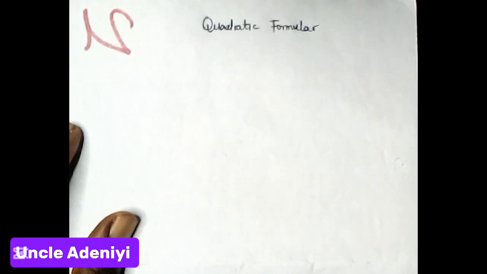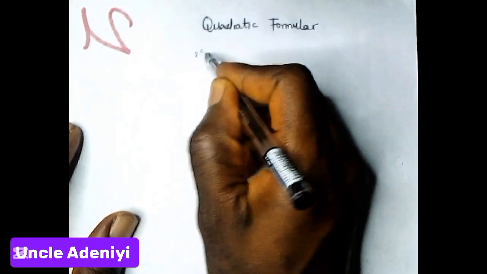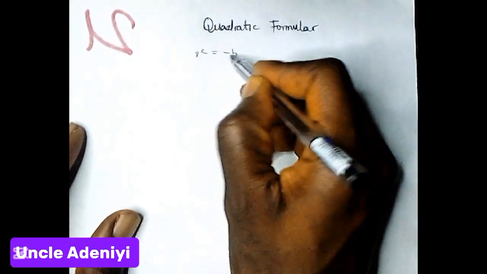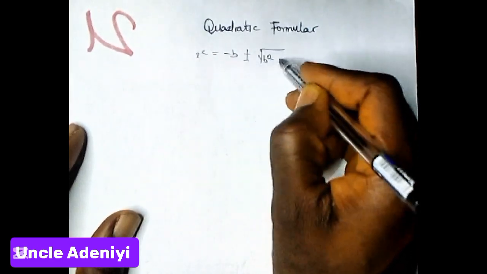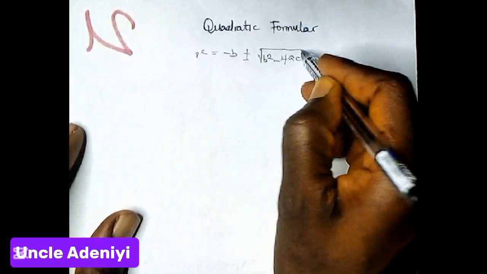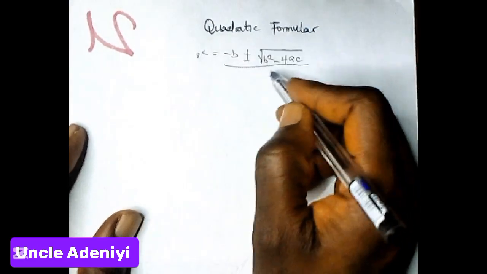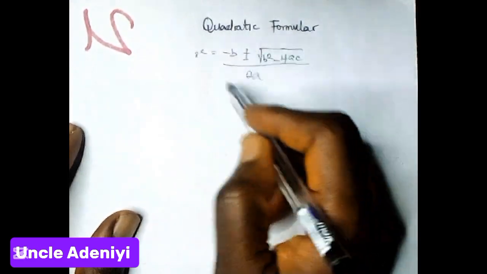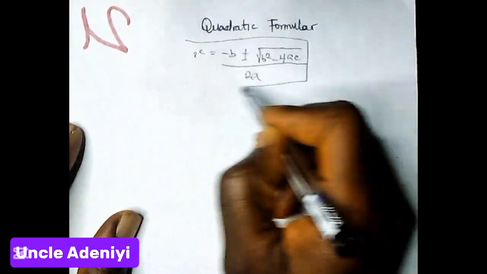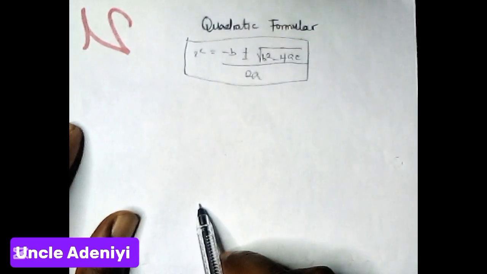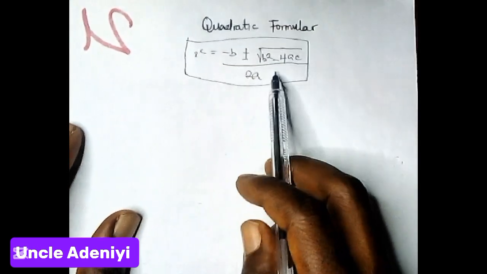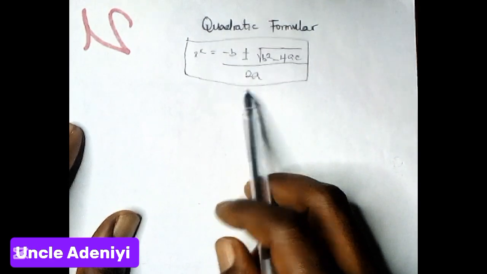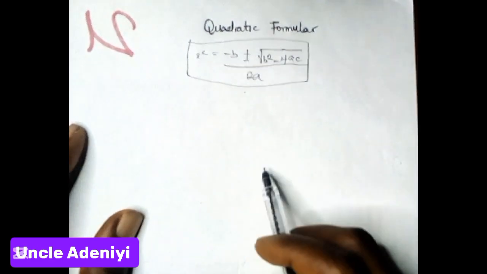So wetin be that formula? The formula na S equals minus B plus or minus square root of B square minus 4AC over wetin? Over 2A. So na it be that quadratic formula or almighty formula. So now it be that S equals minus B plus or minus square root of B square minus 4AC over 2A. So when you use am, you go see say this thing dey work like magic.